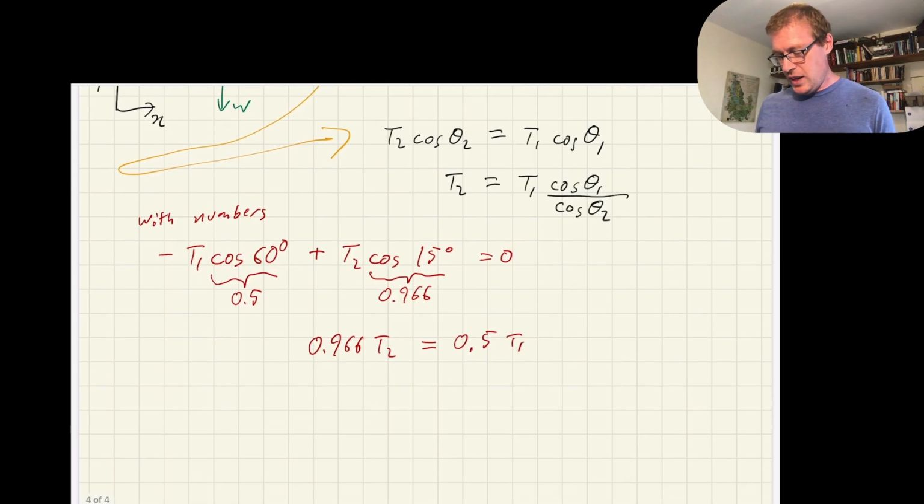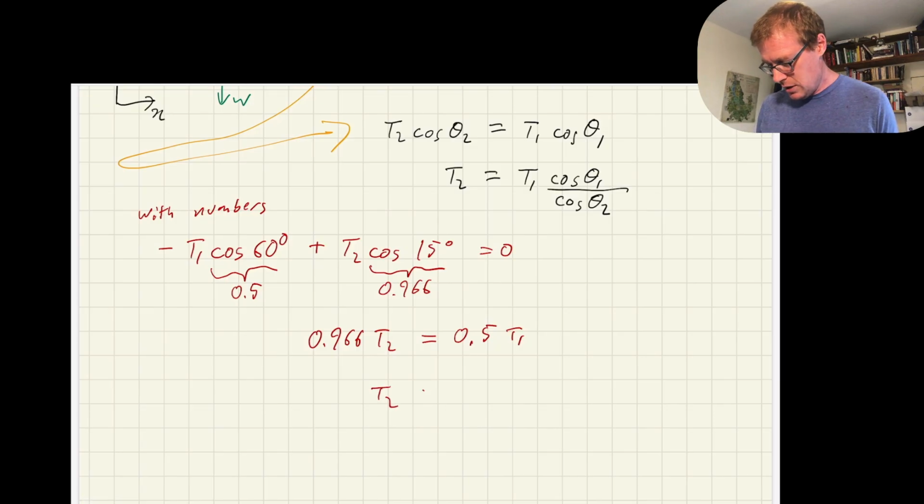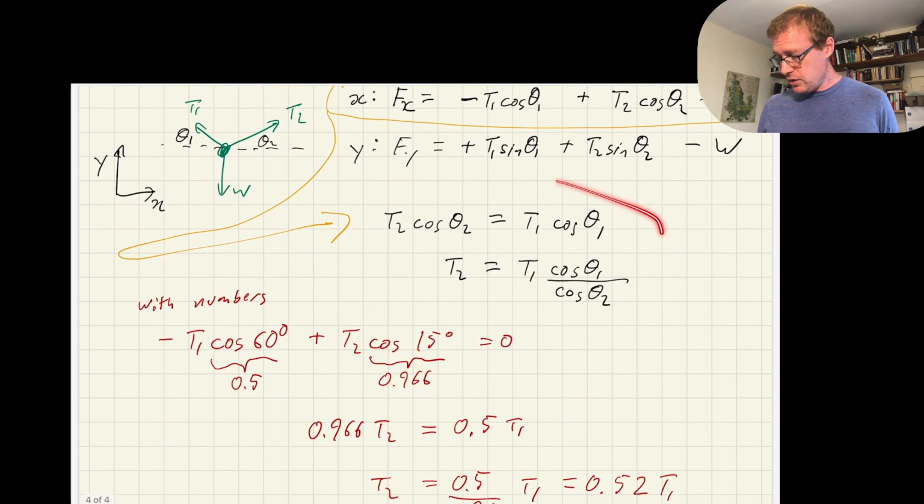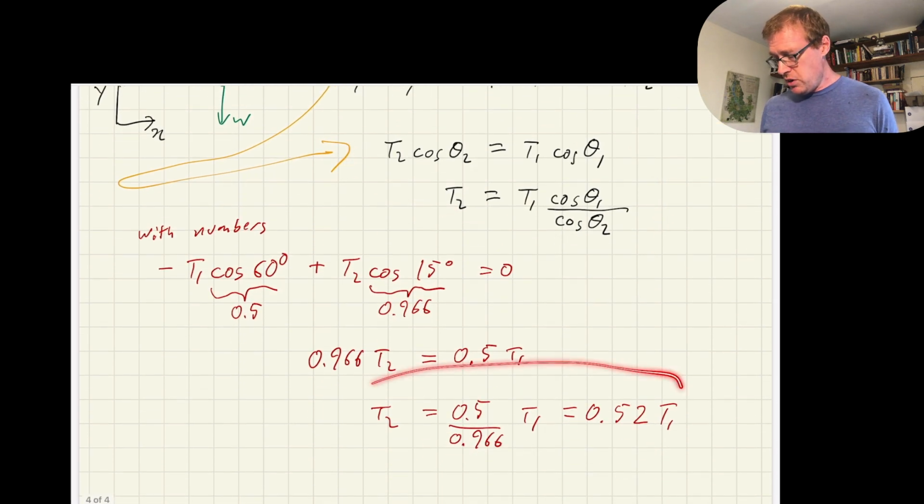And then I divide by cos theta 2. So T2 equals 0.5 over 0.966 T1. And plugging that into my calculator, I get 0.52. Okay, which clearly you could get the same result by just plugging in the numbers here. And as you see, the amount of work of doing this with symbols versus numbers is the same. But I completely understand that a lot of people feel more comfortable with the numbers.